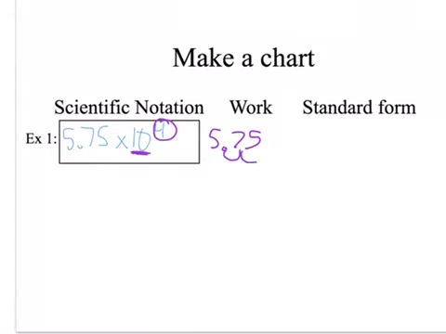1, 2, 3, 4. The loops are very important because they are placeholders for us, and inside those placeholders we are going to put zeros. Then we're going to go back and write our final answer with a comma in it. So, 57,500.